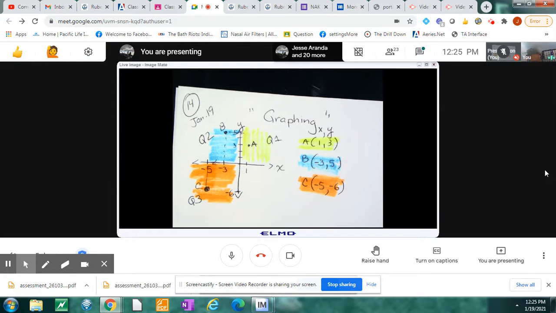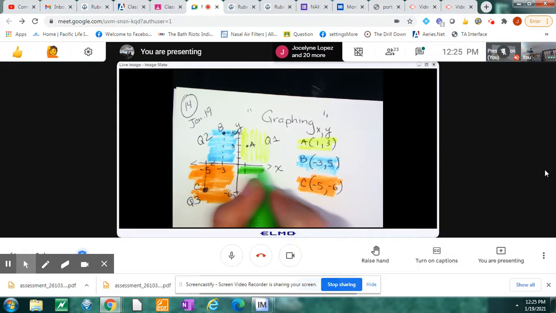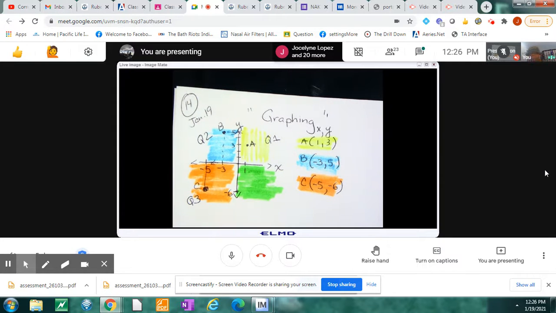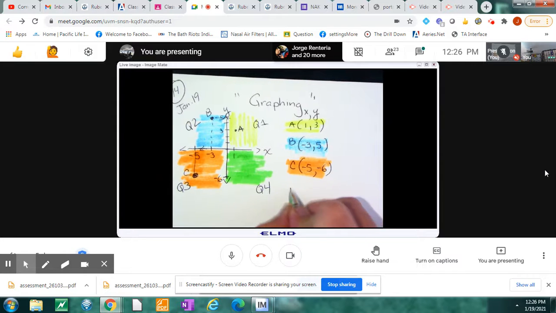So now, that's quadrant 3. So the last one is quadrant what? The green. Anywhere. Quadrant 4. Q4. Quadrant 4. Okay, so I'm going to do the green.